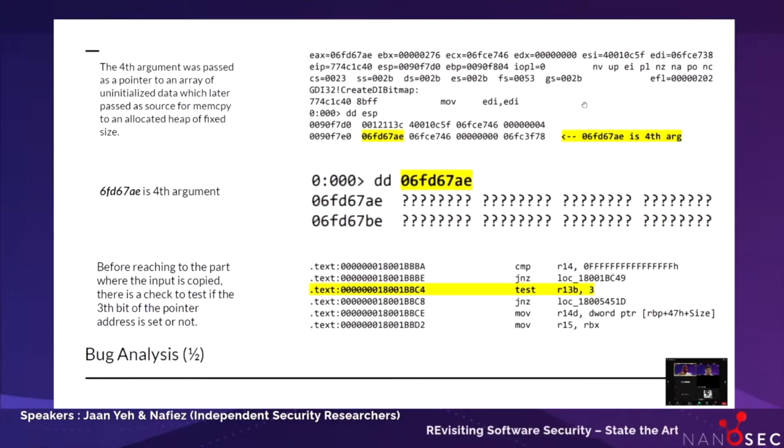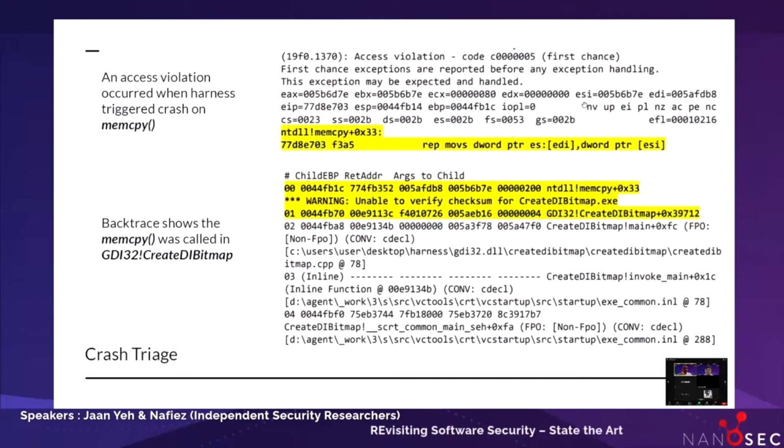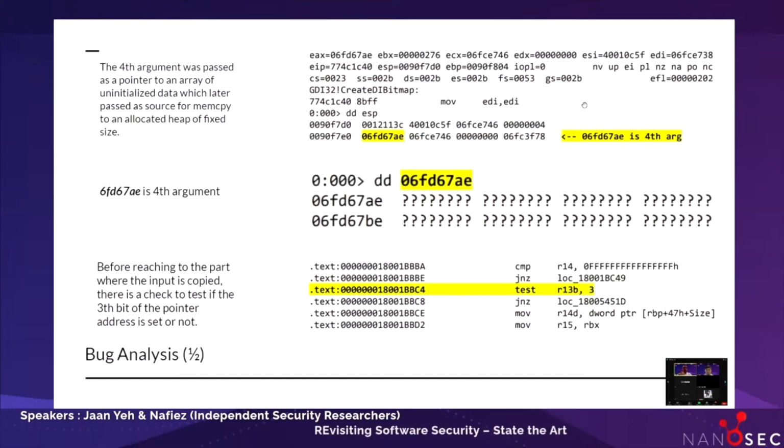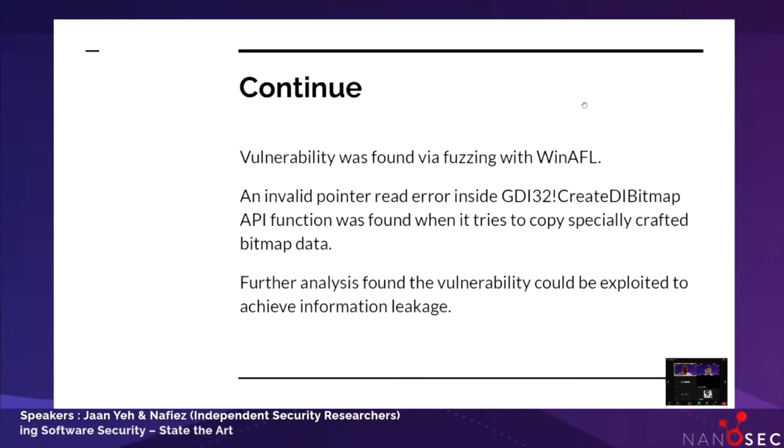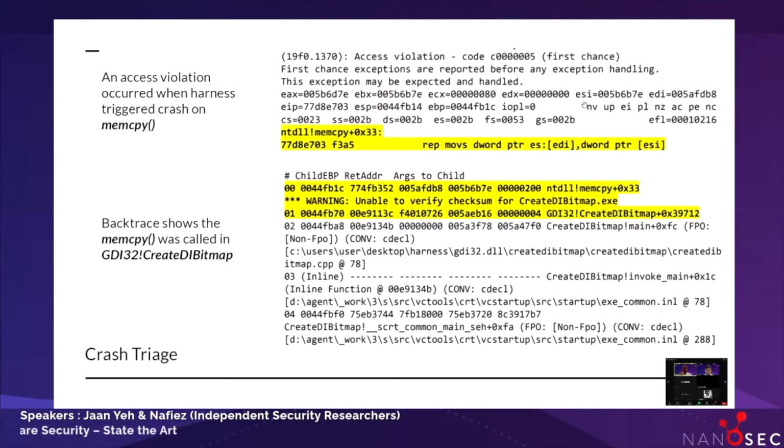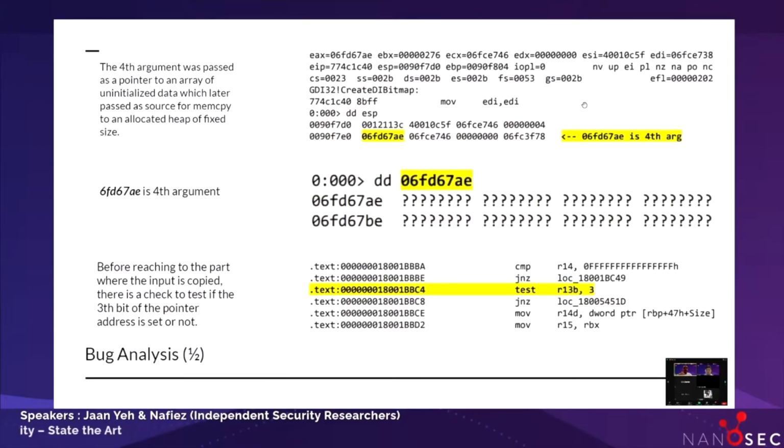When we triage the crashes, usually we do a deep bug analysis. We spend hours to figure out what is actually happening here. Basically, the faulting argument of the function itself, if you look at CreateBitmap, is passing a pointer to an array of uninitialized data, which is later passed as the source for memcpy to an allocated heap of fixed size.